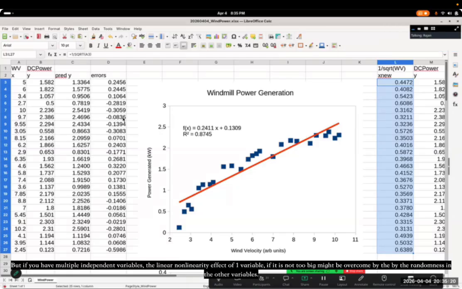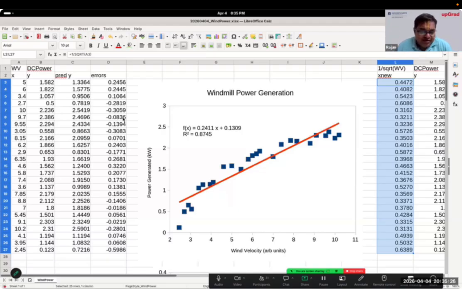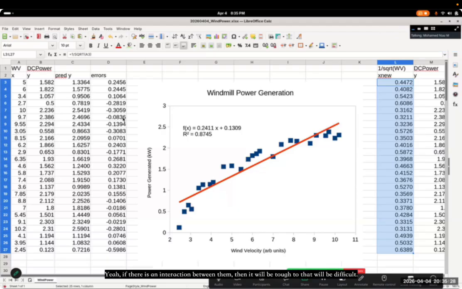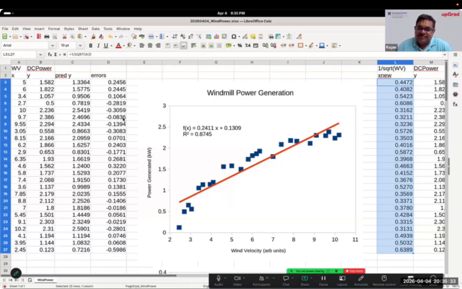The randomness in other variables might be overcome by a probability of 0.05. If there is a very close interaction between them, then it will be tough. That will be difficult. Yes. Now, all those things are there. What we want to do is create a function.